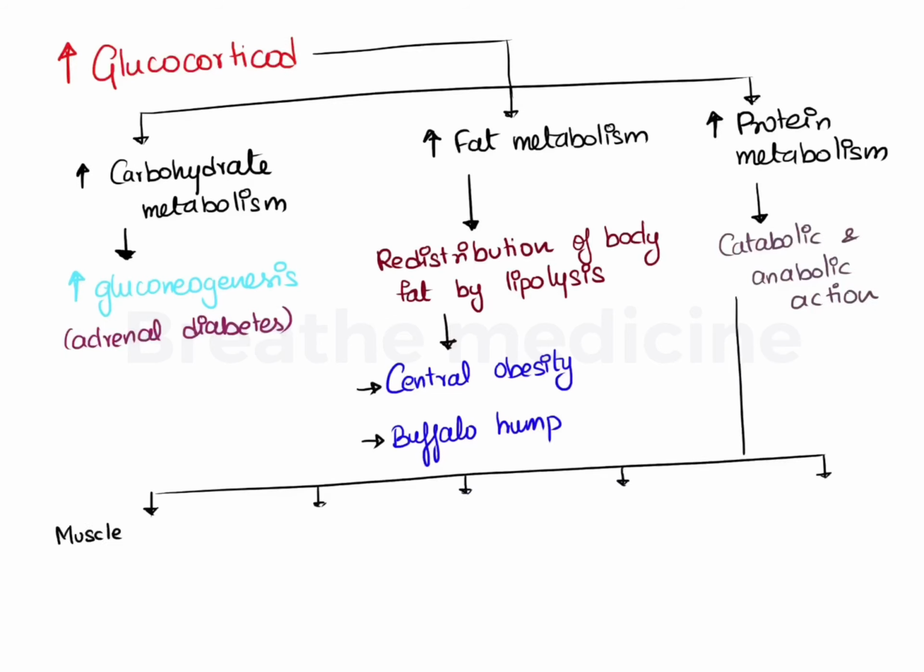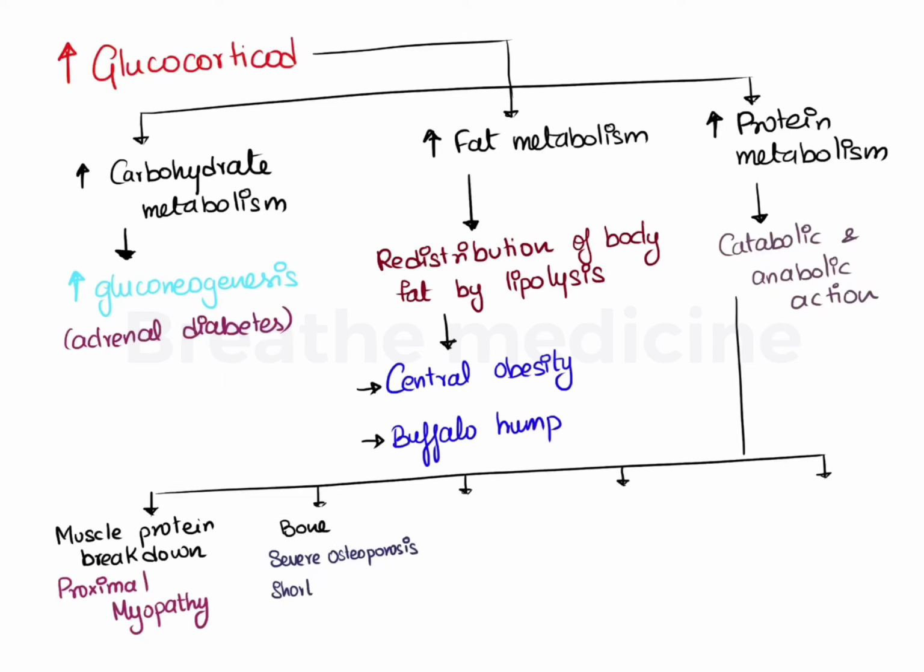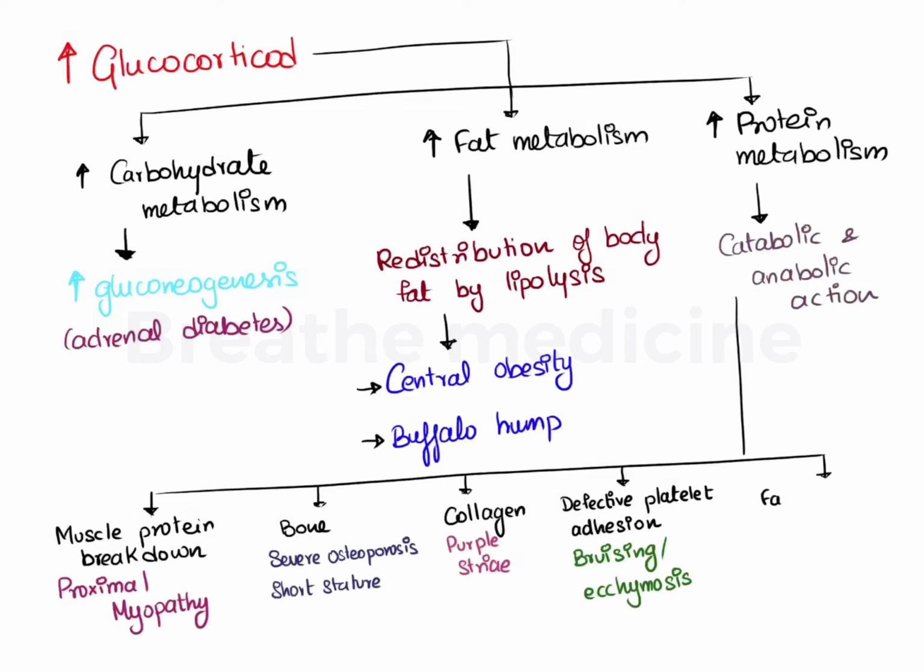Catabolic action includes muscle protein breakdown, which will cause proximal myopathy. Then there is bone involvement, which leads to osteoporosis and short stature, collagen breakdown causing purple striae, defective platelet adhesion causing easy bruising or ecchymosis, and facial plethora due to sex steroid action. Sex steroids also cause acne, hirsutism, and amenorrhea.